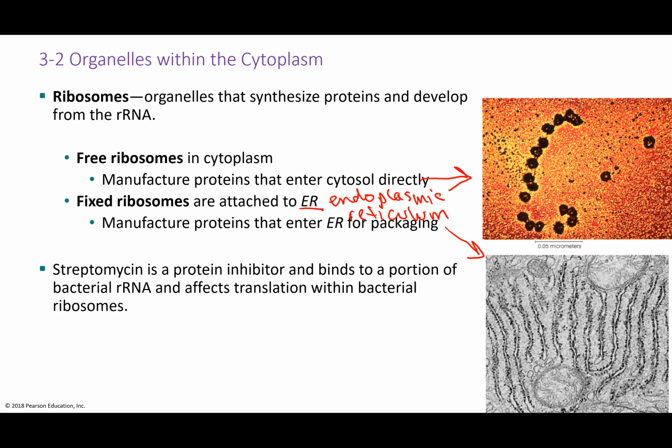For an example, streptomycin is a protein inhibitor and binds to a part of the bacterial rRNA. So this is an antibiotic. It affects the ability of the bacterial ribosomes to carry out translation, to carry out protein synthesis. If you can't carry out protein synthesis, you basically have a cell that cannot really function. So it inhibits protein synthesis and thereby inhibits the function of that bacterium.